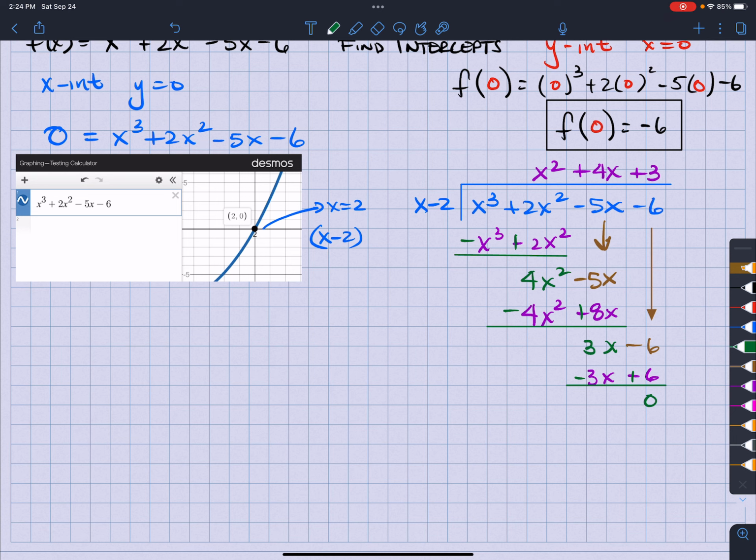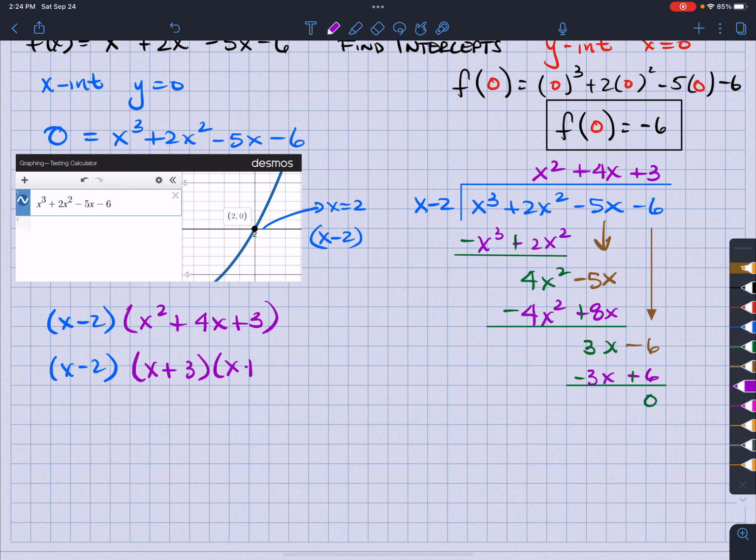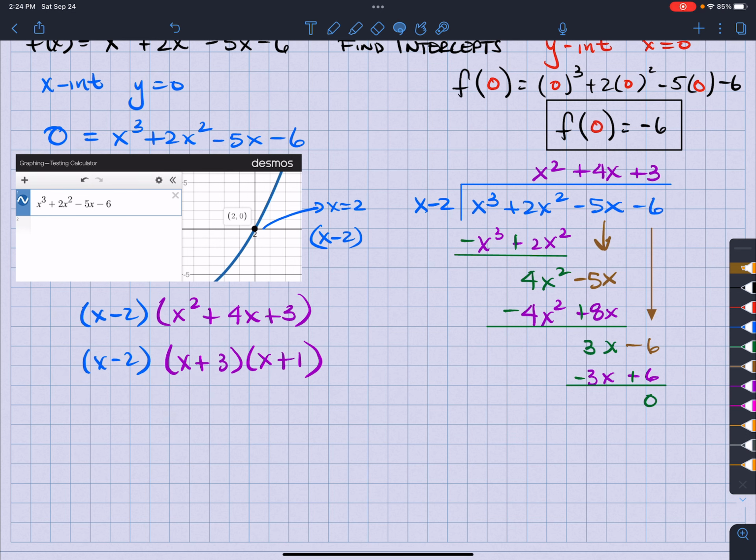So now that means I have this x minus 2 and this x squared plus 4x plus 3, which is called the depressed function. And I can factor this, can't I? So I have the x minus 2, and then I have x plus 3 and x plus 1. And these are going to be equal to 0.